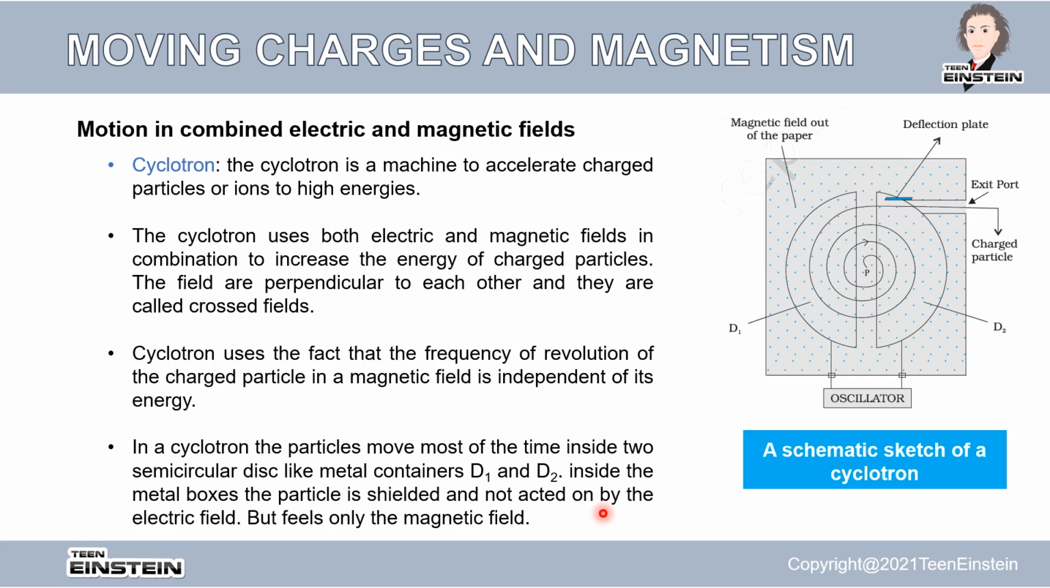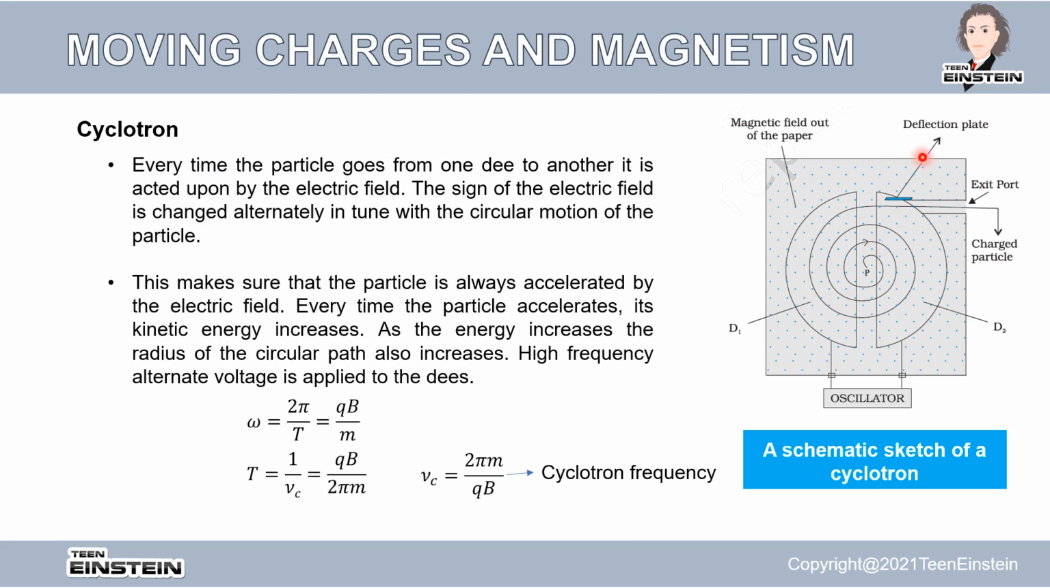So we have two D-shaped metal containers. When the particle is traveling inside this container, it does not see the electric field, it only sees the magnetic field. So when the particle just sees the magnetic field, what happens? The path only becomes circular, right? The velocity does not change, but the path becomes circular. So this is the situation. Let's see what happens then.